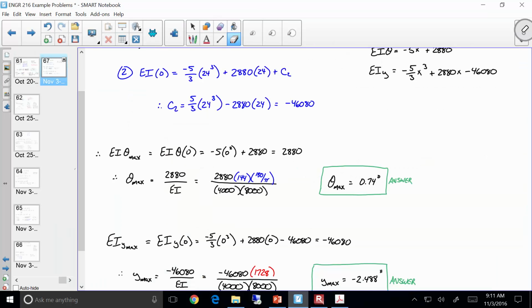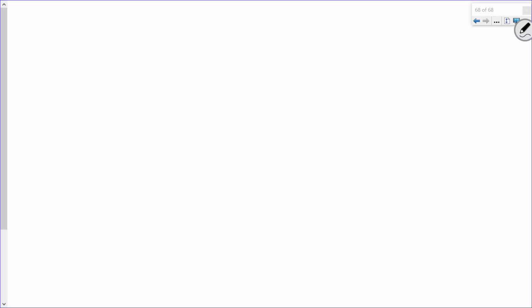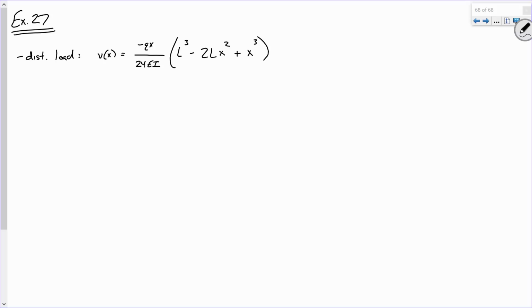So this is simple. For the distributed load, we have V of x equals minus QX over 24 EI times L cubed minus 2LX squared plus x to the third. Okay?